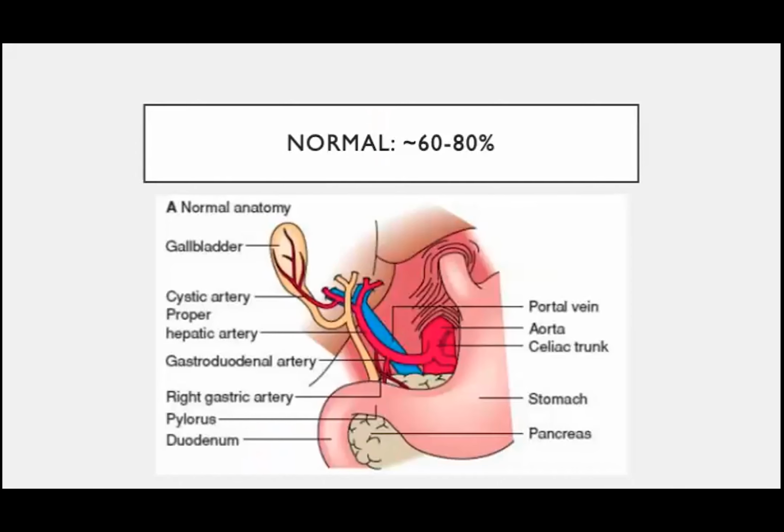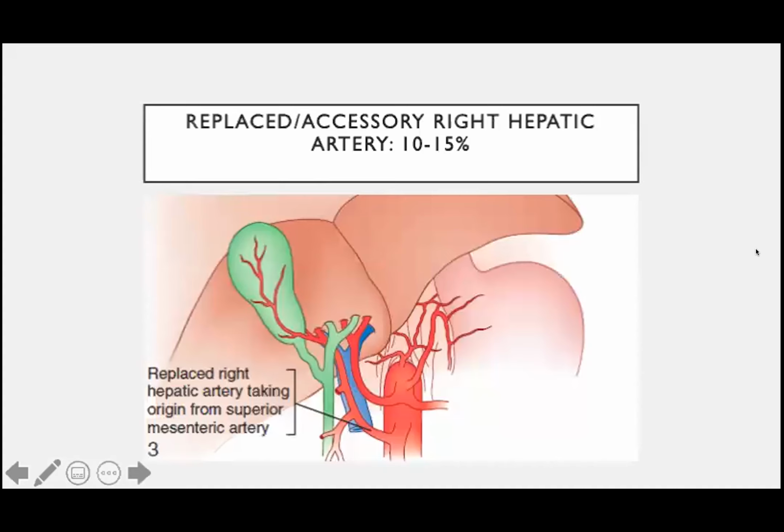So this is normal anatomy. You can see here just the normal, and then a replaced or an accessory right hepatic artery. A replaced hepatic artery is when it's taking origin from the SMA. So here we can see that. That is a replaced hepatic artery. It's not coming from the normal location.